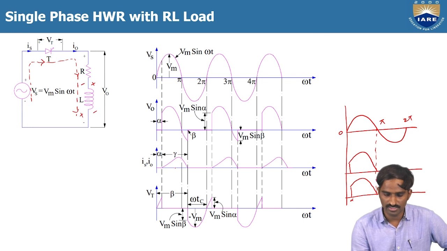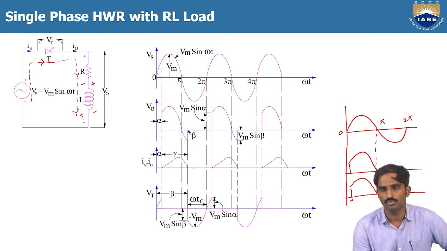Okay, so in this case the conduction period is alpha to beta, not alpha to pi, because even for some duration from pi to beta, the thyristor is still in the conduction mode. When it reaches beta, the thyristor will stop conducting. Then the load voltage and the current will become 0. That's what you can see here by this VT.